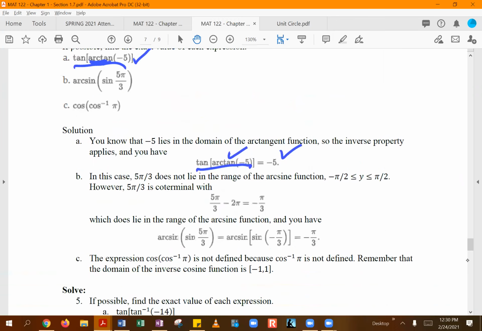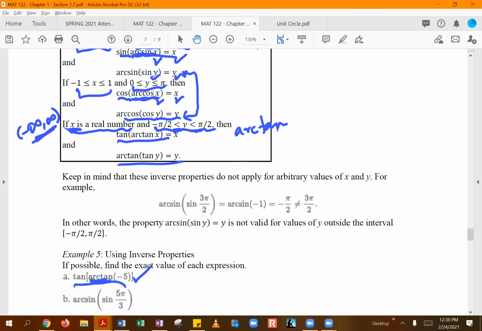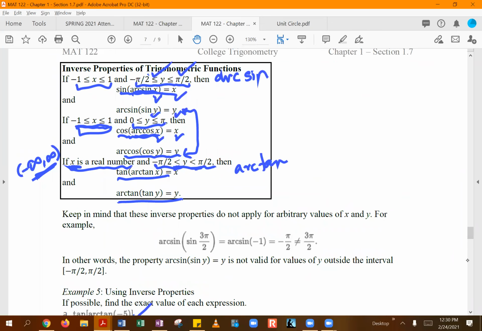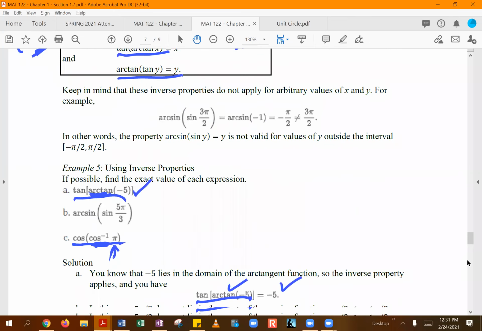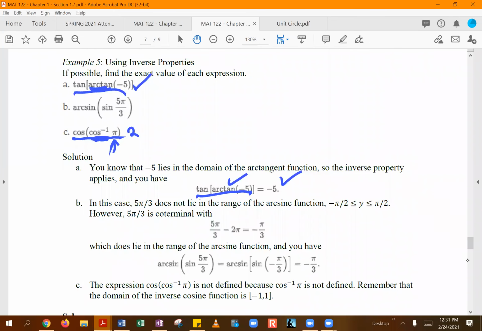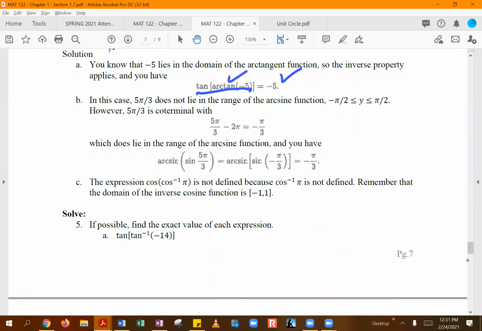However, if you look at this last example here, you have cosine of cosine inverse of pi. So the idea is, does the domain of cosine inverse have pi in it? Well, look at the domain for the cosine inverse function. It goes from -1 to +1. Pi is 3.14. So obviously pi is a number greater than +1. So that means pi is not in the domain of our inverse function. So that's why you cannot find an answer for cosine inverse of pi.